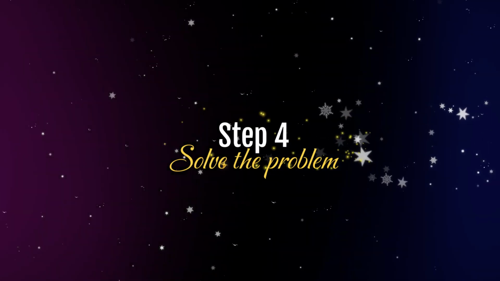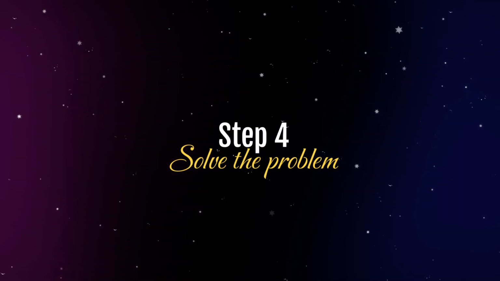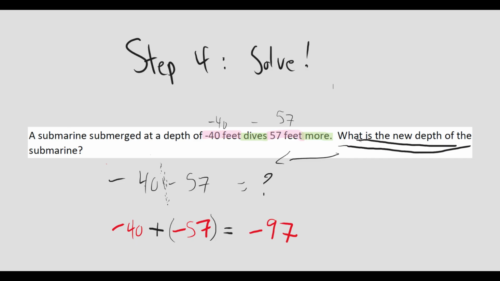The next part is to solve the problem, the big step here, right? Well, I just take what I just put into math terms, negative 40 and negative 57. Those are the 2 numbers I have. I draw a line to see the team's strategy. Now it's negative 40 plus negative 57, and that becomes negative 97.